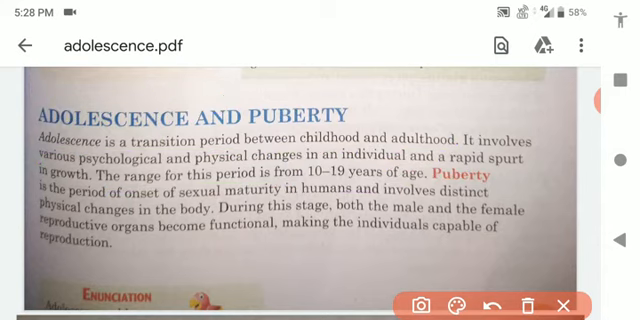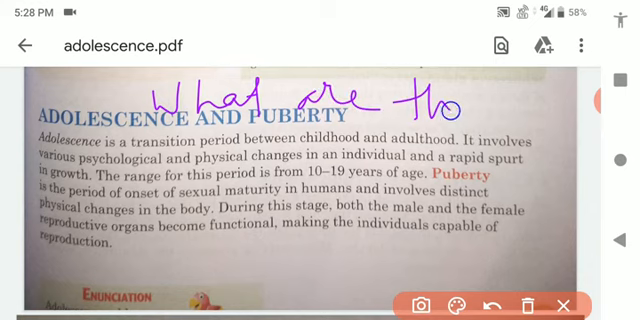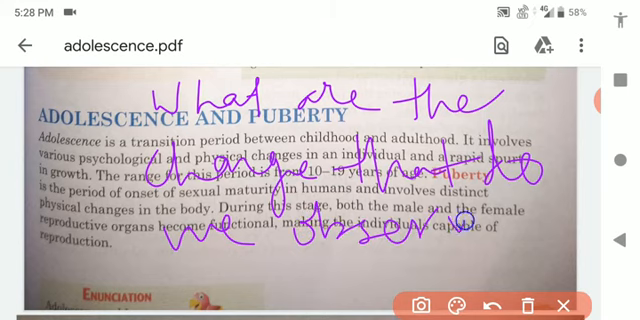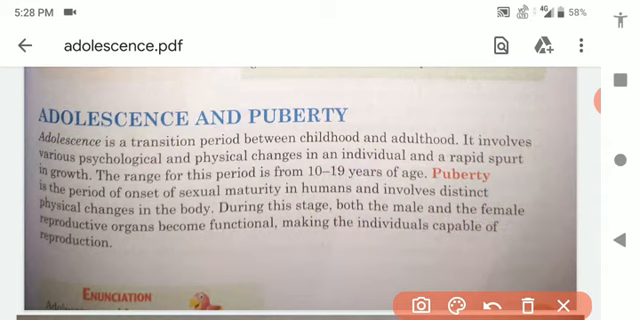Next question: what are the changes that we observe in adolescence, in an adolescent? So what do we observe? It involves various psychological and physical changes in an individual with a rapid spurt in growth, or rapid growth you can say. Understood?